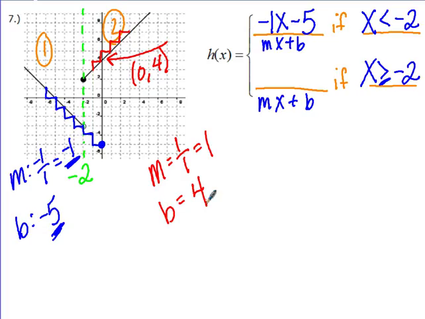Now we're just going to write it in slope-intercept form. Remember, our y equals is already taken care of. That's our h of x. So we're just filling in our mx plus b. So we can write 1x, or just x, plus 4.